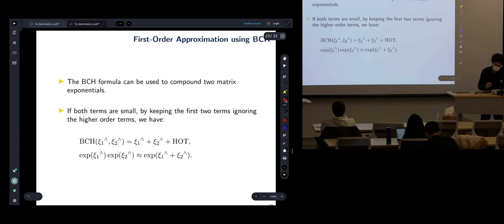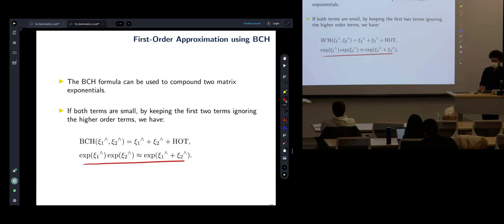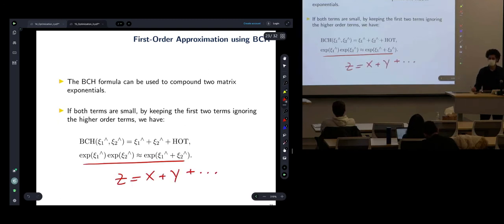Rule number 1: if both terms in the product of two exponentials are small, just drop the higher order terms and approximate it using the exponential of the sum of them. When should you do that? When both terms are small. If you don't know that they're necessarily small, this is going to be a very rough approximation, because you're dropping a lot of other terms that might be large. This one is easy, and it follows from the first two terms of the BCH formula.